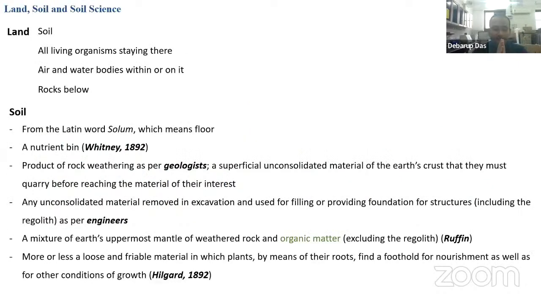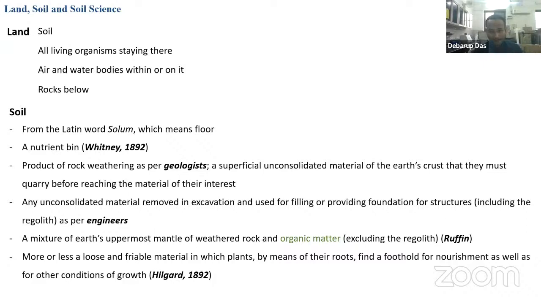Now, basically, this is a training program, and this is not a course or a theory class. Though I will discuss some theory and some concept, I will be more focusing on how to have your approach right for a particular competitive examination, which are GRF, SRF, and ARS. That means what to read, what to remember, and where to focus. So let us first start with land, soil, and soil science.